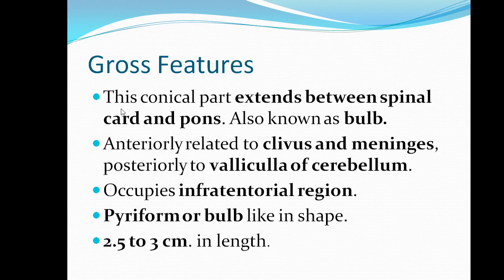The medulla oblongata is a conical part which extends between the spinal cord and pons. It is also known as bulb. Anteriorly, it is related to the clivus and meninges. Posteriorly, it is related to the vallecula of the cerebellum. It occupies the infratentorial region. It is piriform or bulb-like in shape. It is 2.5 to 3 centimeters in length.